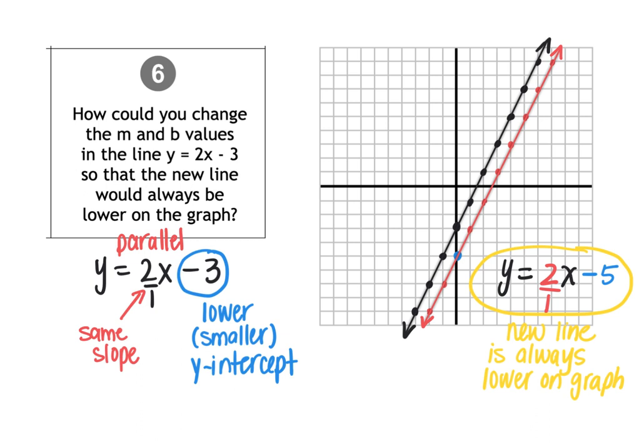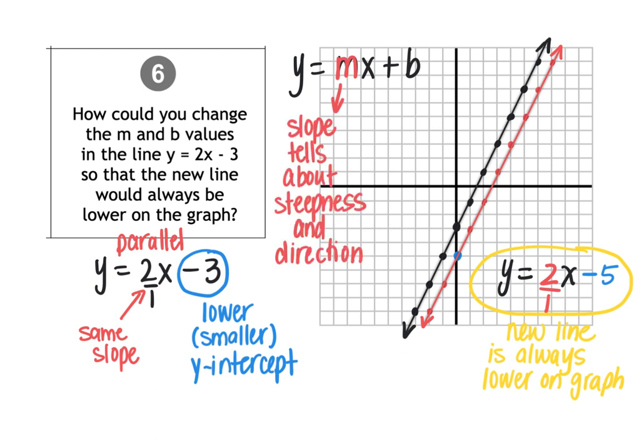Good luck with your work with y equals mx plus b equations. Don't forget that the m is the slope, and it tells you about the steepness and the direction of the line, and the b value is the y-intercept, and it tells you where the line crosses or is anchored along the y-axis.